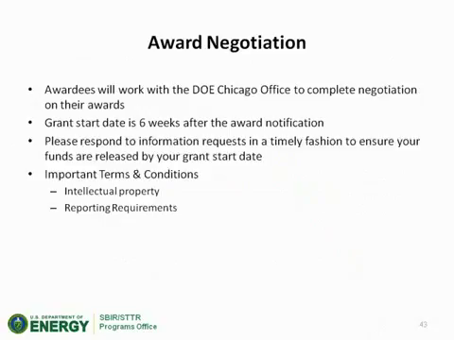And award negotiation: if you are selected for award, you will receive a letter indicating that you will be working with our Chicago office to complete the negotiation, and your grant would start about 6 weeks after you receive that letter. I would ask that, as we are trying to get those funds out to you as soon as possible, please respond to our Chicago office in a timely fashion when they ask for any additional information to assist them in funding your grant.